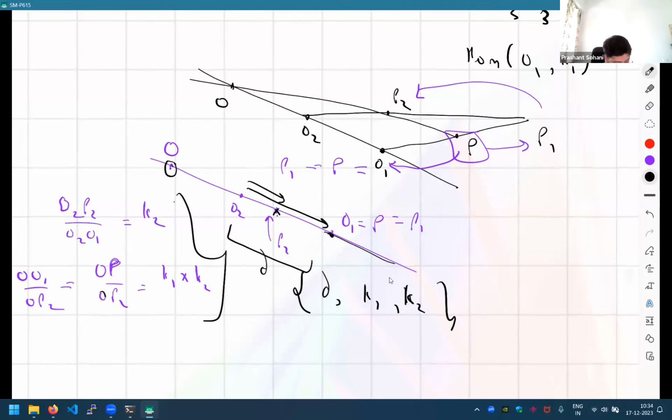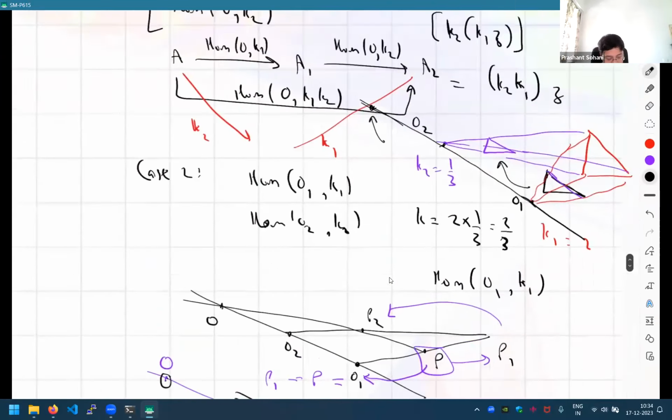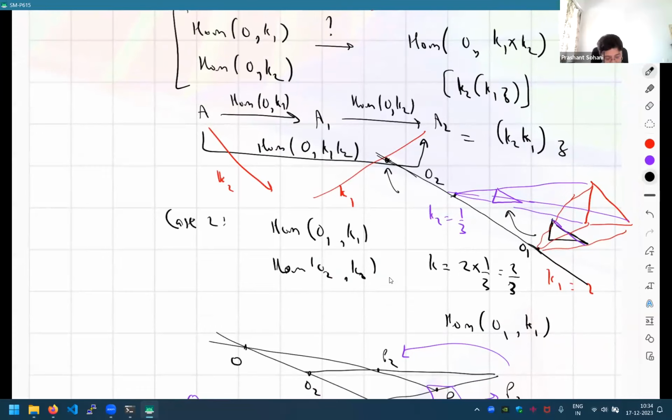Okay, but I've not given the full proof of this. What is the proof that just because O1, O2 are related in that way, the entire homothety operation should also be related in the same way? I have not given the proof here, but you can spend some time offline to think about why it is going to be the case.